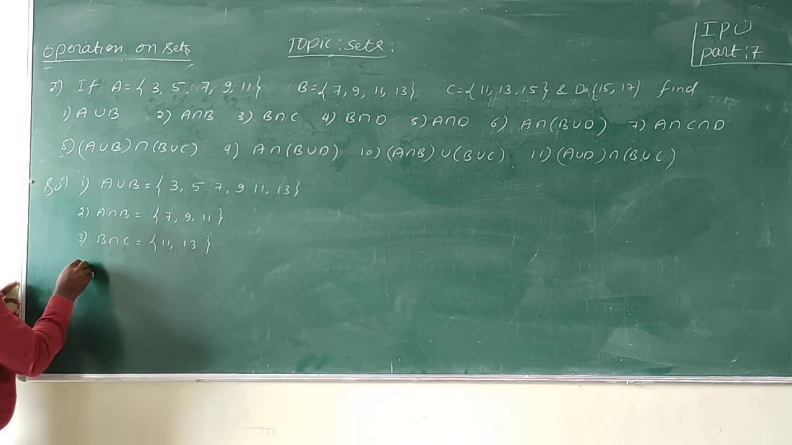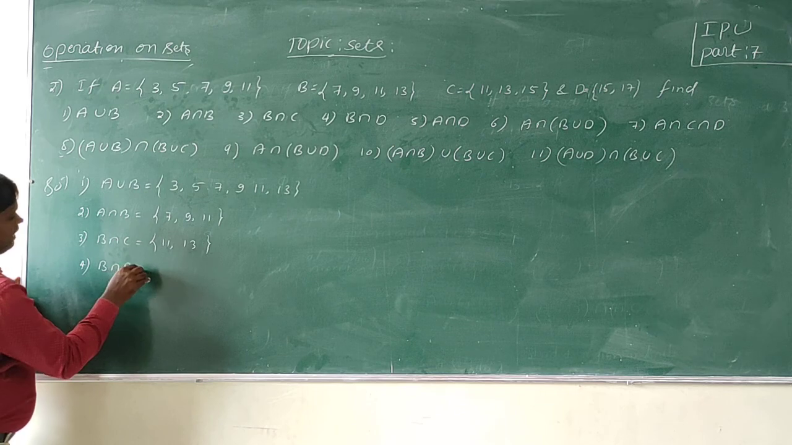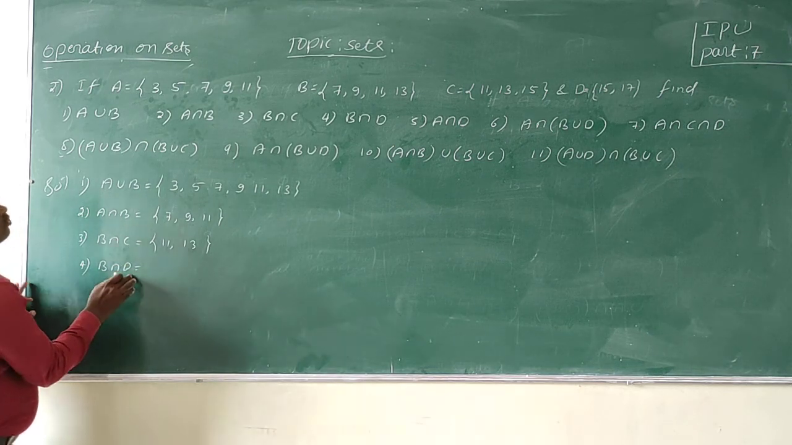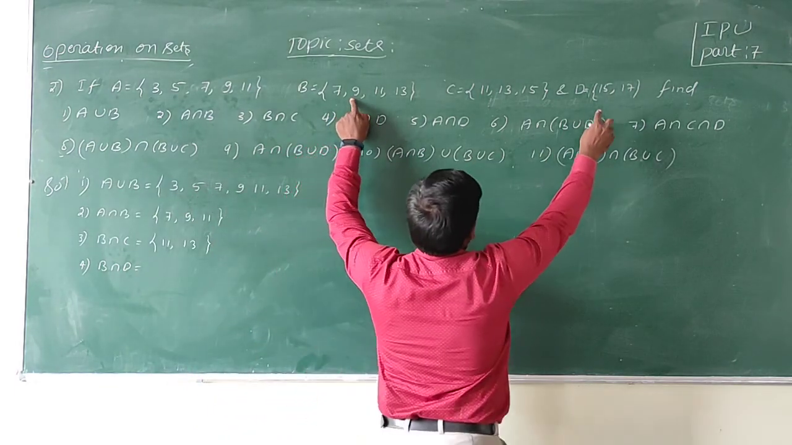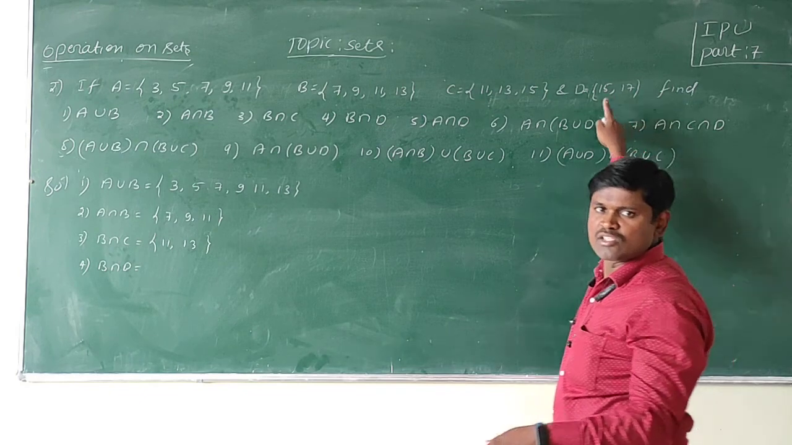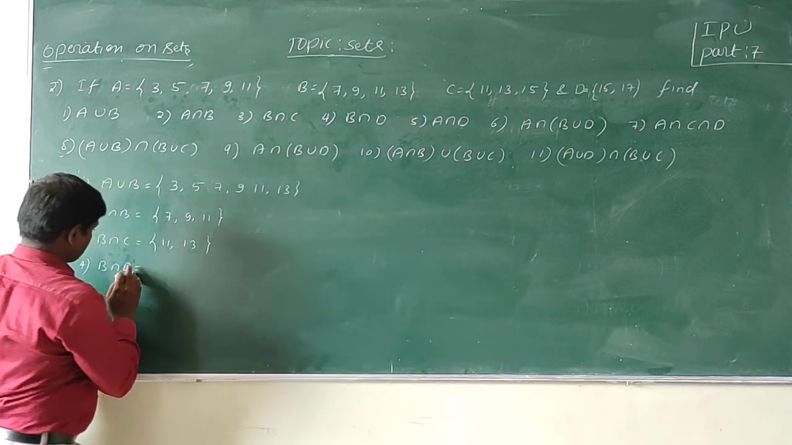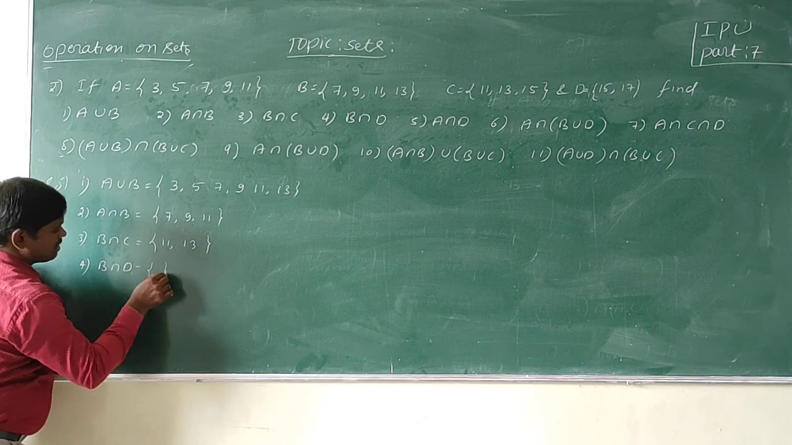Next, the fourth one: B intersection D. Is there any common element between B and D? B is 7, 9, 11, 13 and D is 15, 17. So there is no common element. Therefore B intersection D is the null set.